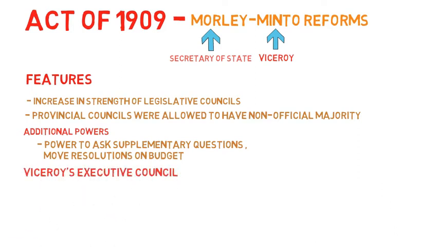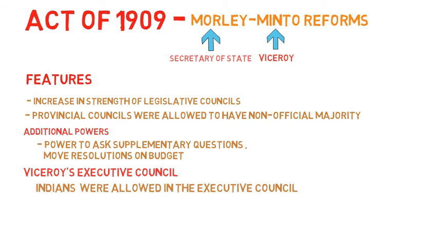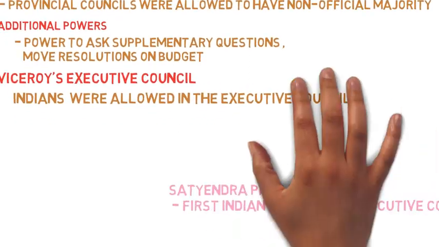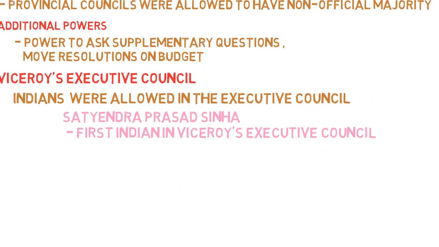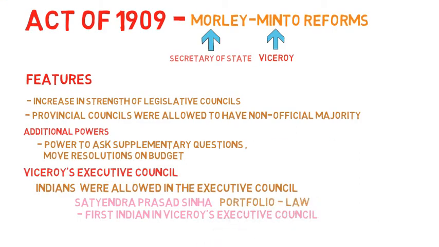Until now, Indians were allowed only in the legislative councils in the form of non-official members. But under this Act, Indians were allowed to be part of Viceroy's Executive Council as well. Now remember, legislative councils just make laws, but the Executive Council has the powers to implement the laws. Thus, this was an important step for Indians. Satyendra Prasad Sinha became the first Indian to join the Viceroy's Executive Council. Portfolio allocated to him was law.